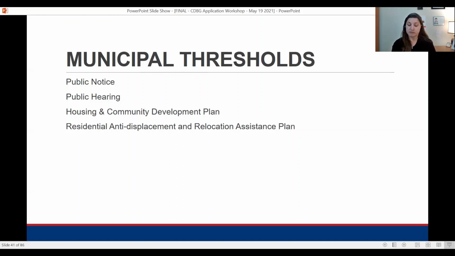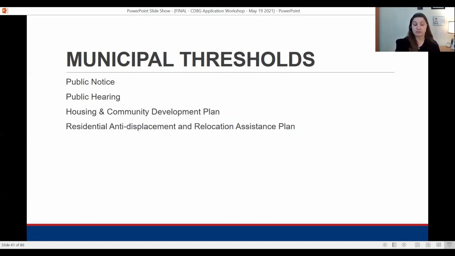There also must be a housing and community development plan that's adopted by the governing body in accordance with public notice and public hearing requirements. That plan identifies current housing and community development needs, or those that are anticipated within the next 3 years. The plan also needs to identify short and long-term objectives consistent with national and state objectives.